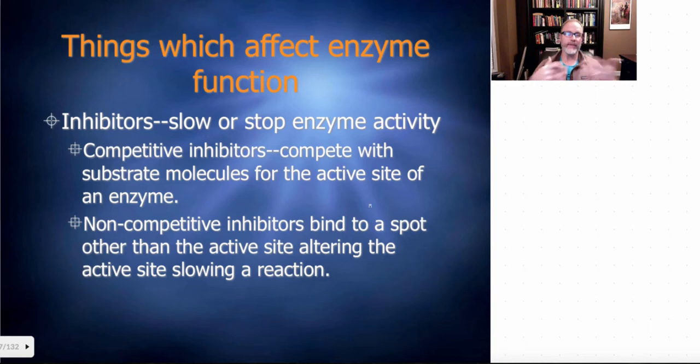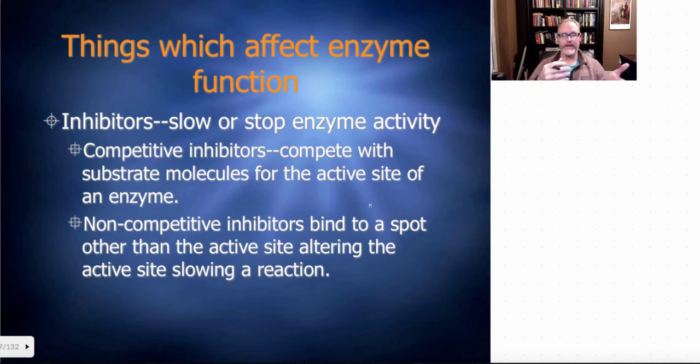And there were two main types. We talked about competitive inhibition and non-competitive inhibition. The competitive inhibitors are going to compete with that active site. These are molecules that compete directly with the substrate molecule, and they're going to slow that reaction rate down. It'll eventually get to the same point at saturation, but it's going to take longer to get there when that competitive inhibitor is there.